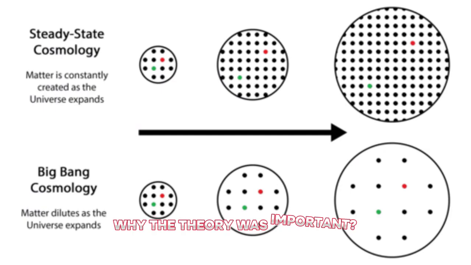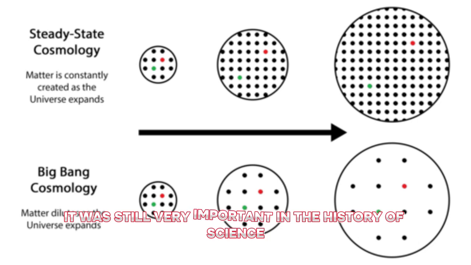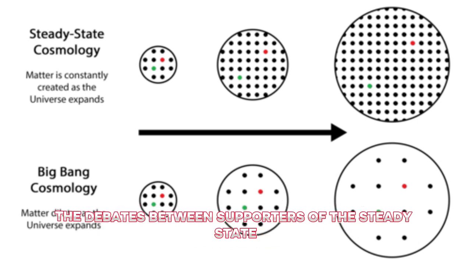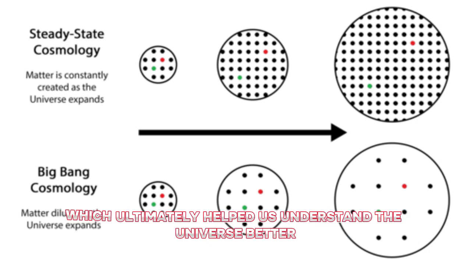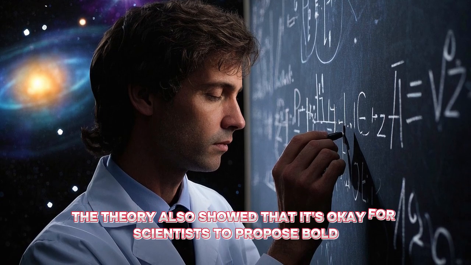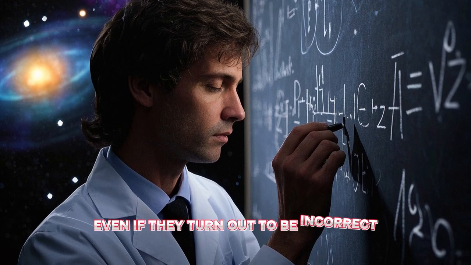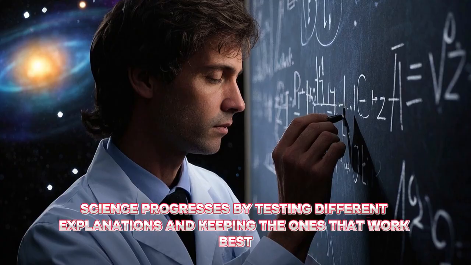Why the theory was important? Even though the steady-state theory turned out to be wrong, it was still very important in the history of science. It encouraged scientists to think carefully about the universe and test their ideas thoroughly. The debates between supporters of the steady-state theory and the Big Bang theory led to better observations and experiments, which ultimately helped us understand the universe better. The theory also showed that it's okay for scientists to propose bold, new ideas, even if they turn out to be incorrect. Science progresses by testing different explanations and keeping the ones that work best.